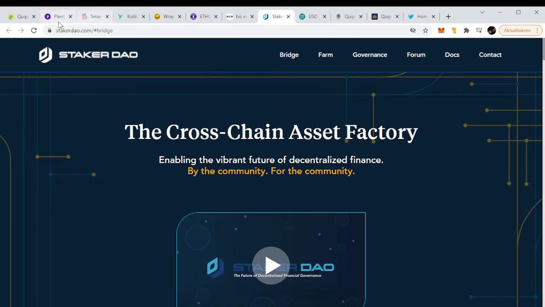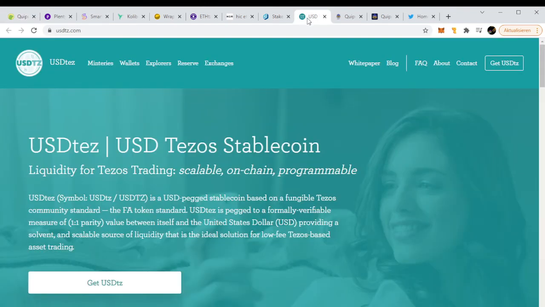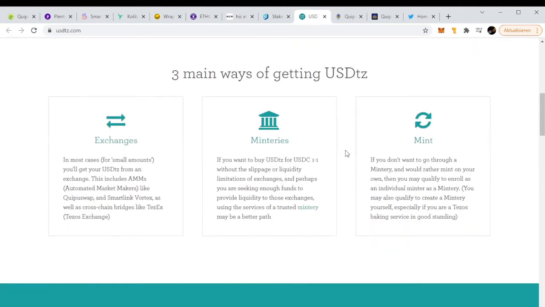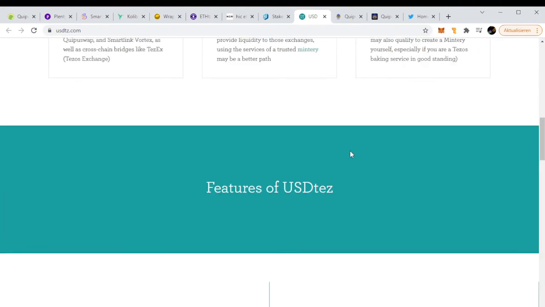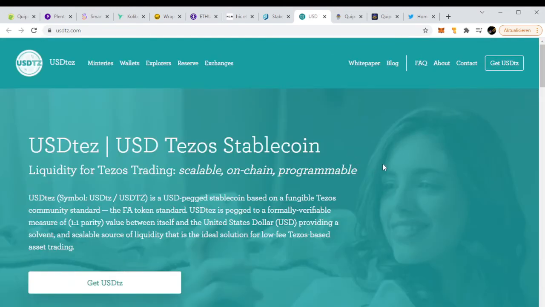So yeah, now the next one on the list is going to be USD Tezos, and that again is made by the same people who made ETHtz. It's a stable coin on Tezos. This time not a bridge, but just a stable coin that is backed by US dollars. So yeah, it's a very simple stable coin. Again, I think Arthur worked on this, but I'm not 100% sure, so don't quote me on that.